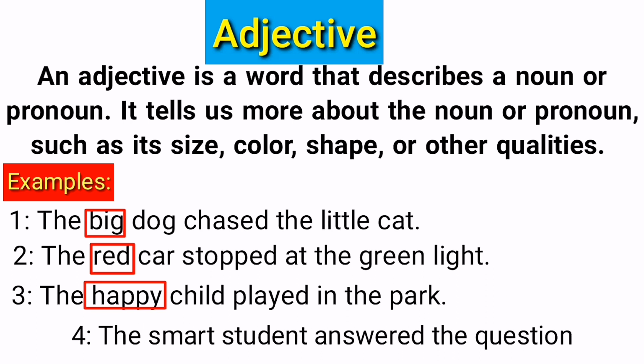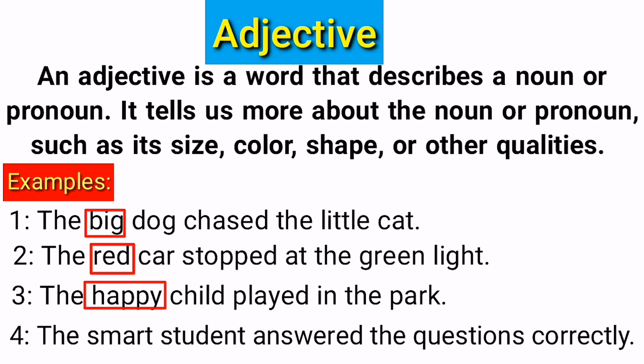The smart student answered all the questions correctly. The adjective, smart, describes the intelligence of the student. It tells us that the student is intelligent and able to answer questions correctly. The word, smart, is an adjective because it describes the noun, student. It tells us more about the student, specifically that the student is intelligent.